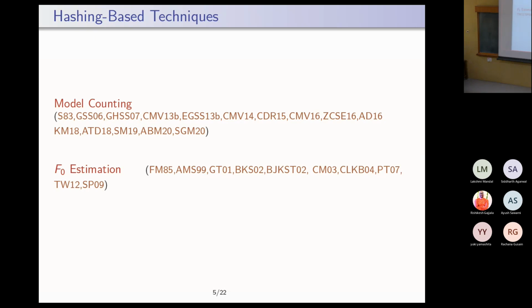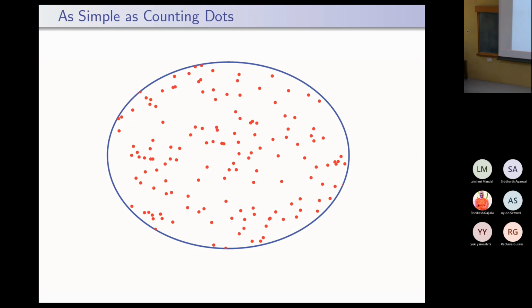All right. So let's just take a step back and think about how to count objects efficiently. Suppose you are trying to count the number of red dots in this picture. And I want to do so in a way that minimizes the complexity of the procedure, say the space complexity or the time complexity.